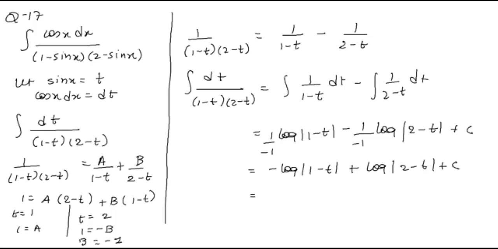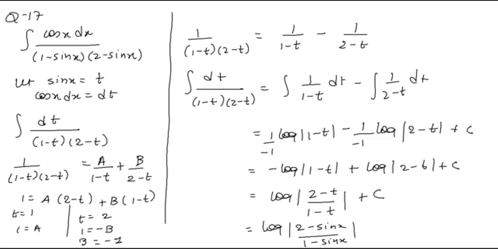So you can see that if I apply the laws or rules of logarithm, then I will have log of 2 minus t upon 1 minus t plus c. Be careful that you have to replace the substitution. The final answer will be log mod 2 minus sin x upon 1 minus sin x plus c. This is your final answer.